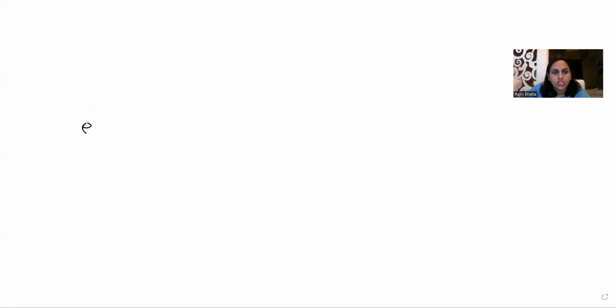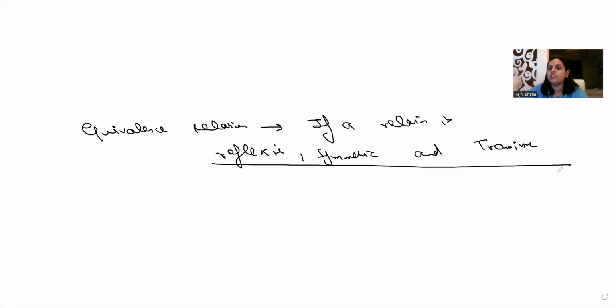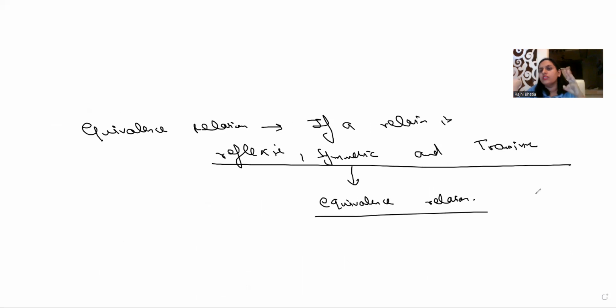Now I'll tell you what is equivalence relation. Equivalence relation is if a relation is reflexive, symmetric, and transitive. अगर एक relation reflexive, symmetric, transitive तीनों है, then that relation is called the equivalence relation. If a relation is reflexive, symmetric, transitive, then that relation is called an equivalence relation.